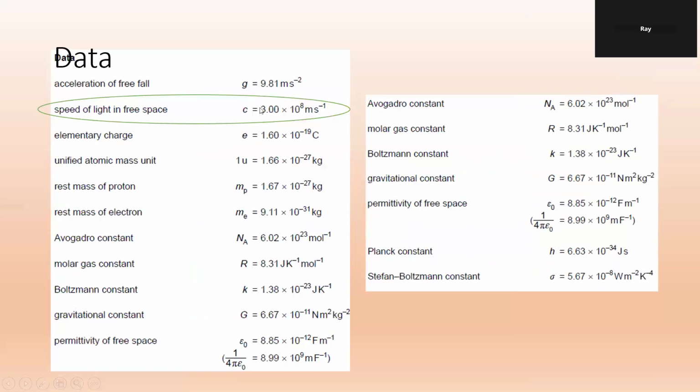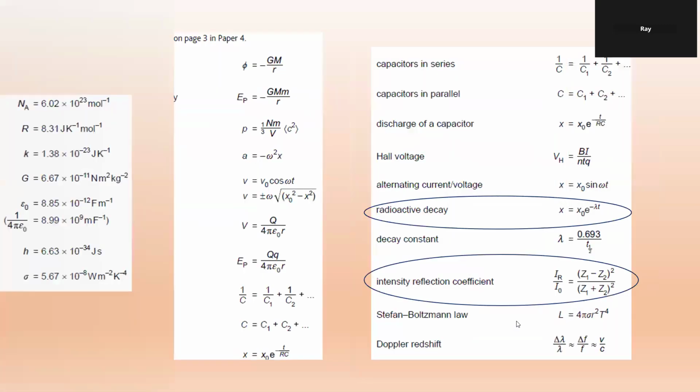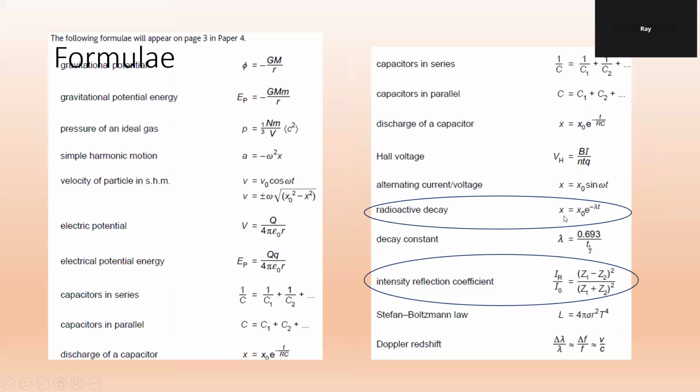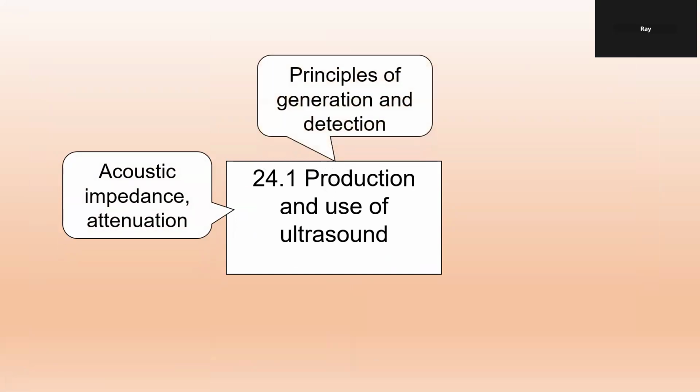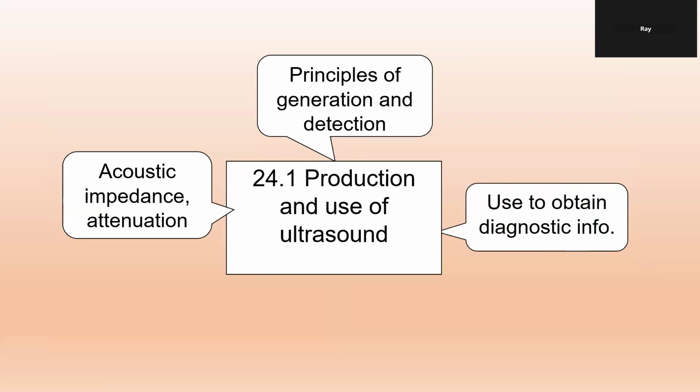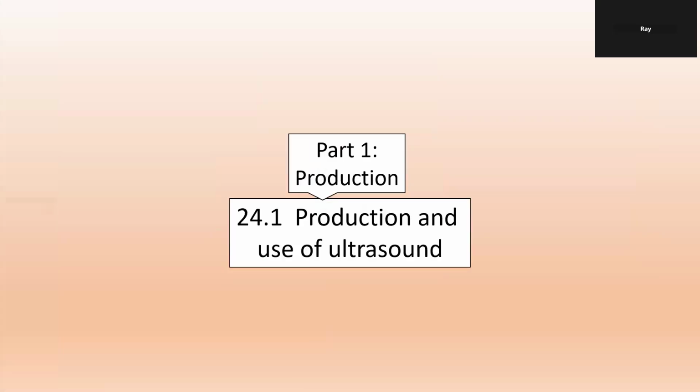Right, speed of light is important under medical physics also. And then you can remember radioactivity exponential is very important in ultrasound and X-ray. Okay. Intensity reflection coefficient is given, so you know where to find it. Okay, we'll introduce acoustic impedance, attenuation, principle of generation and detection, used to obtain diagnostic info.